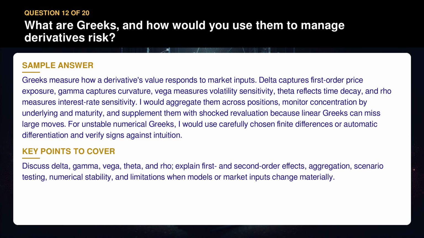Discuss delta, gamma, vega, theta, and rho. Explain first and second order effects, aggregation, scenario testing, numerical stability, and limitations when models or market inputs change materially.